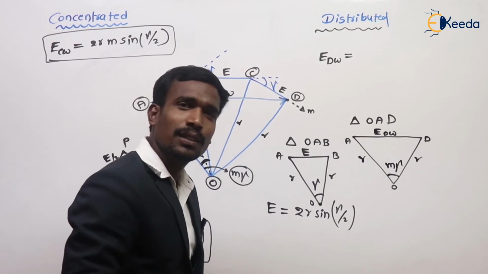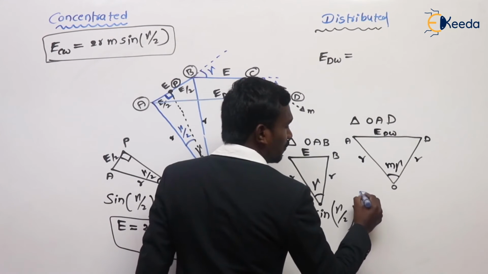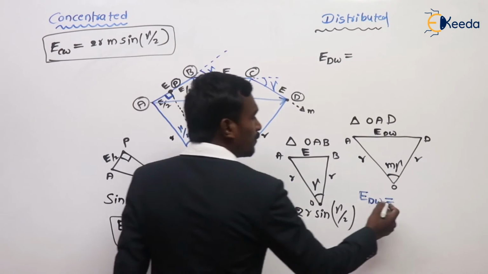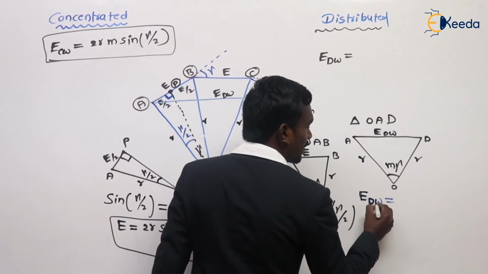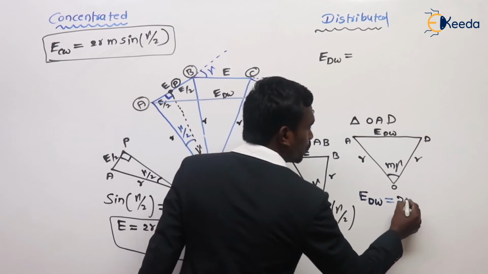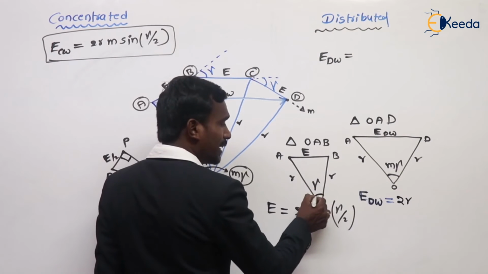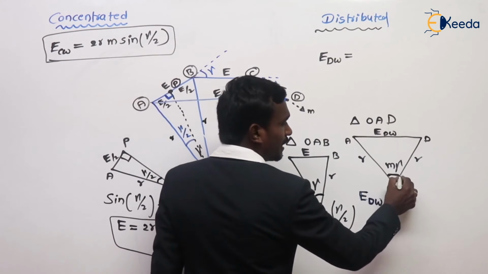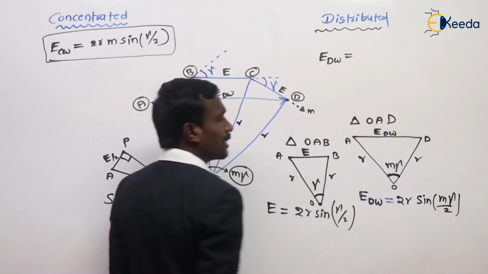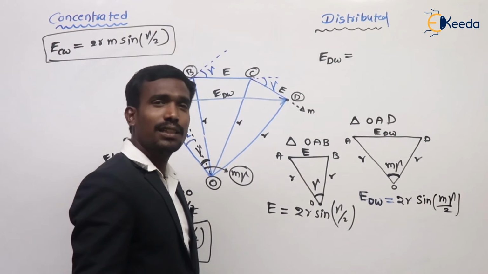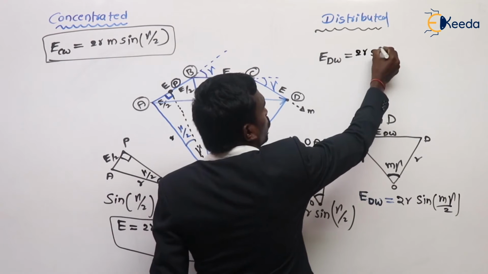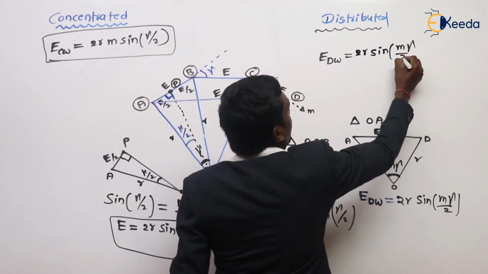Are you okay, getting or not? Now tell me, what is the EMF developed in distributed winding? Similar triangle principle. Here R is there, here R is there, here 2R is there. Here gamma is there, so the answer is sine gamma by 2. But here M gamma is there, so the answer is sine M gamma by 2. This is EDW. So the EMF developed in distributed winding, the vector sum, is 2R sine M gamma by 2.